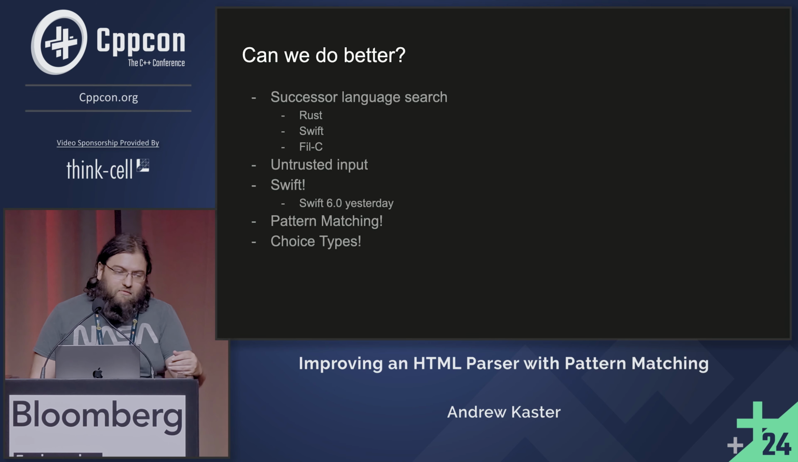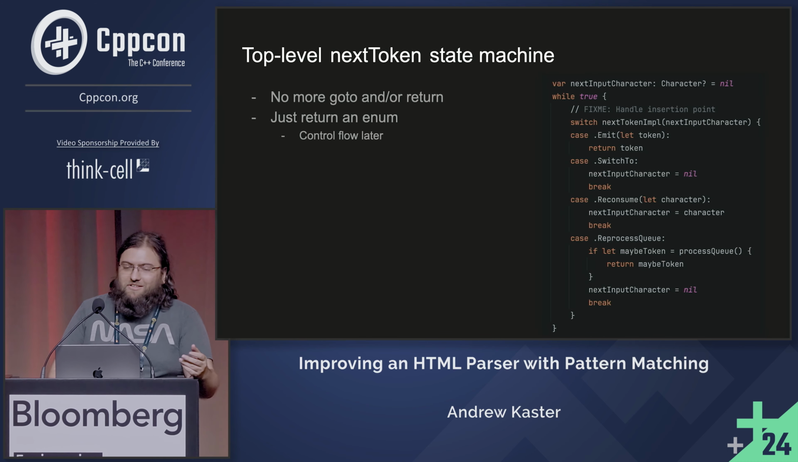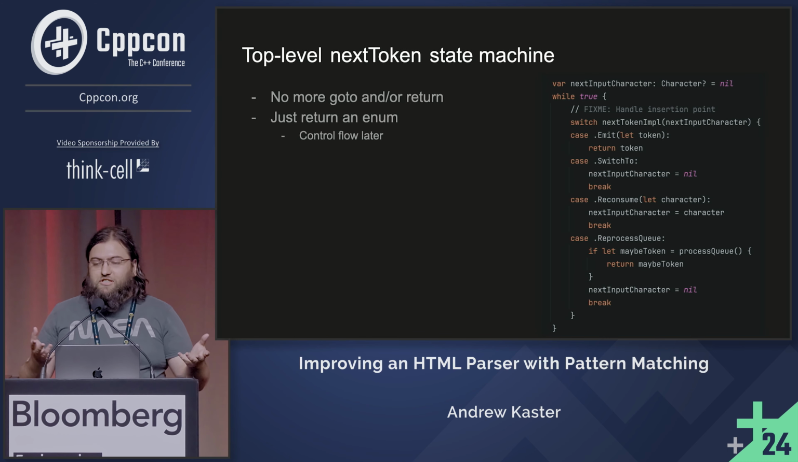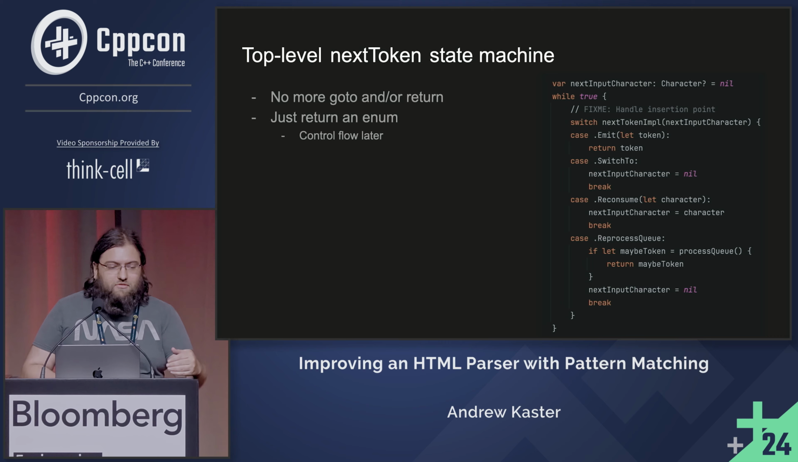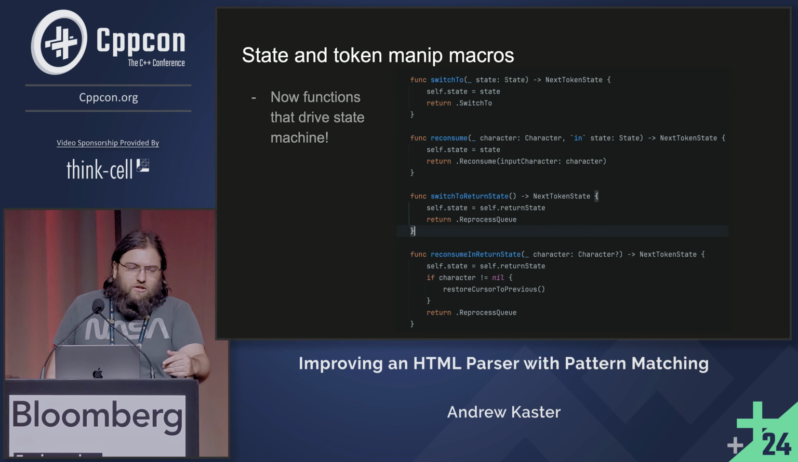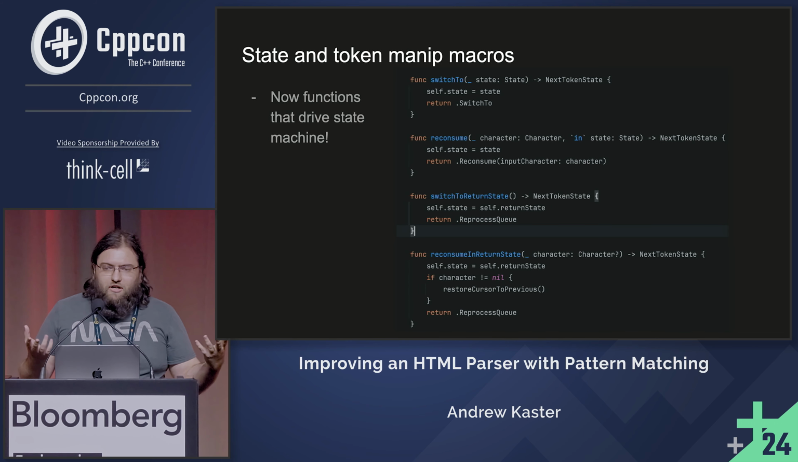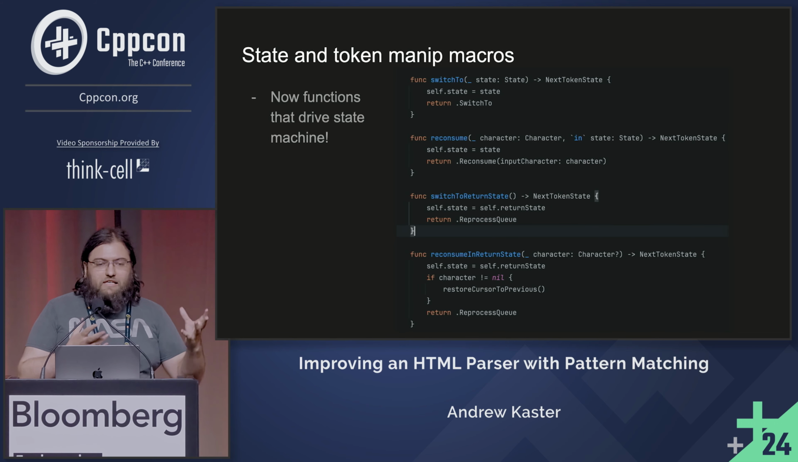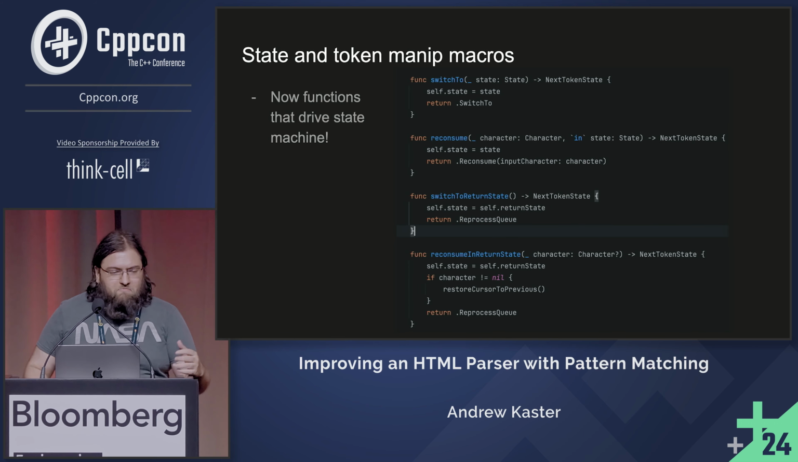So let's re-implement this in Swift. It's got pattern matching, it's got choice types, so how does that work? Well, instead of all these macros, I've got this state machine at the top that, instead of gotos and actually returning from this thing, I just have a top-level state machine that says, are we emitting a token? Are we switching to a new state? Are we reconsuming? Whatever else. So all of those macros just become functions, and we can return this enum, or this choice type, and it seems to help drive that top-level state machine a little bit better.